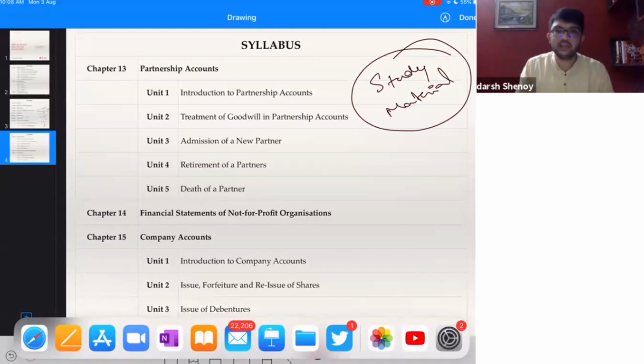After registering also, they take around 15 days or 30 days to deliver these books. So if you want to see the soft copy of these books, everything is available online. Go to the official website. On the institute's ICAI website, you will find all their study material.